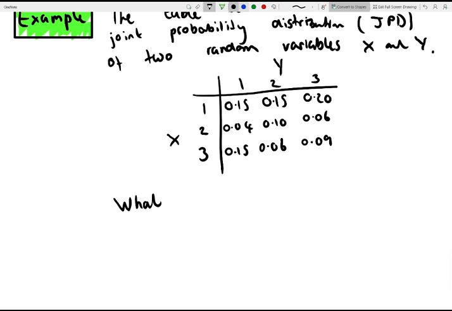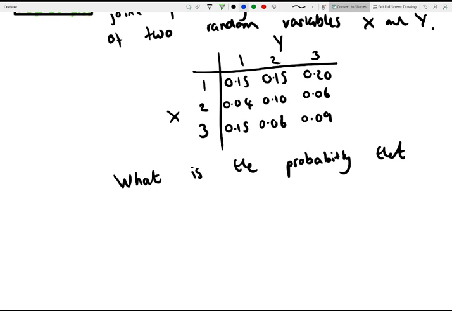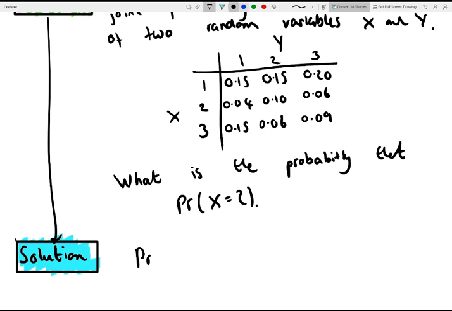And the question is, what is the probability that x is 2? And our solution is that the probability that x is equal to 2 is 0.04 plus 0.10 plus 0.06, so just reading across that row, and that sums to 0.2.